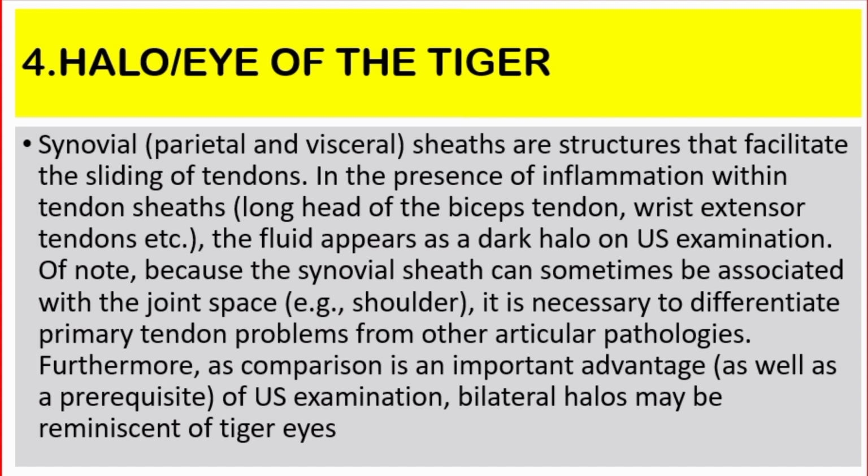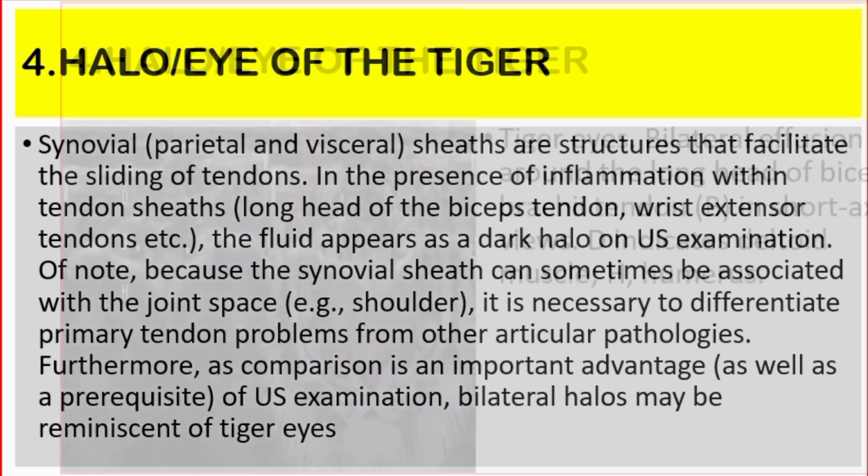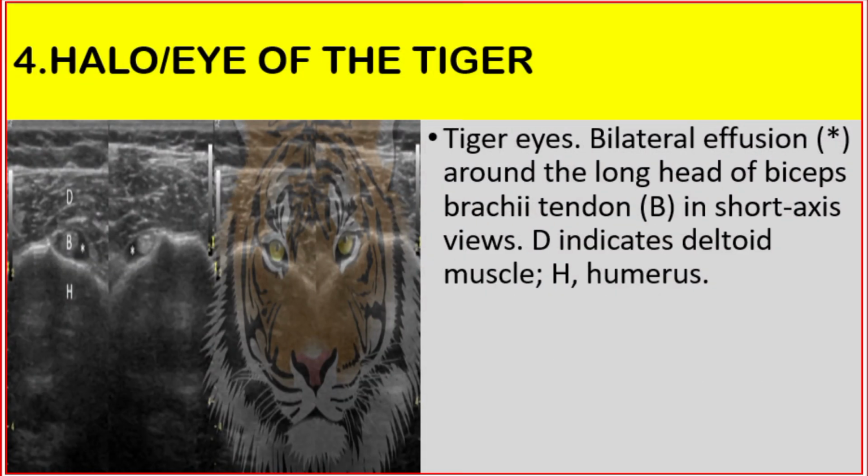Of note, because the synovial sheath can sometimes be associated with the joint space, for example, shoulder, it is necessary to differentiate primary tendon problems from other articular pathologies. Furthermore, as comparison is an important advantage of ultrasound examination, bilateral halos may be reminiscent of tiger eyes.